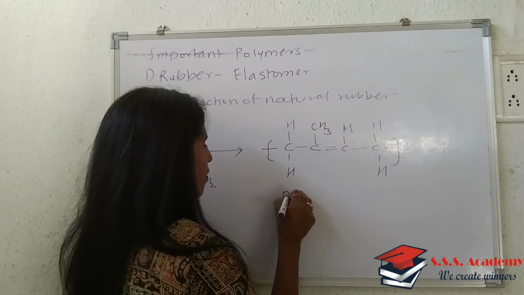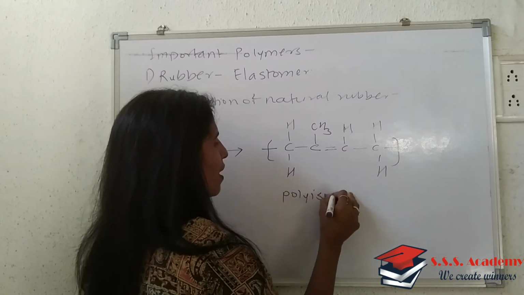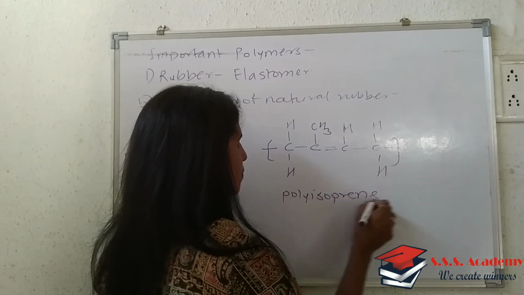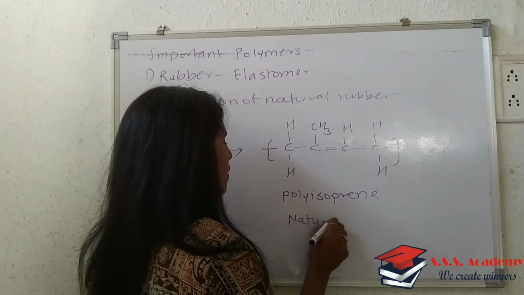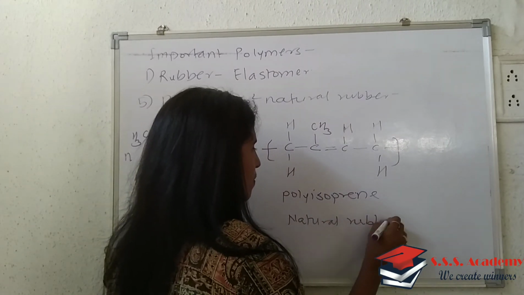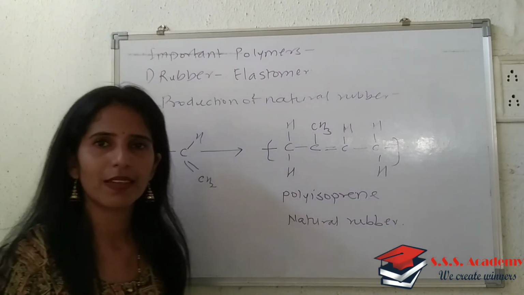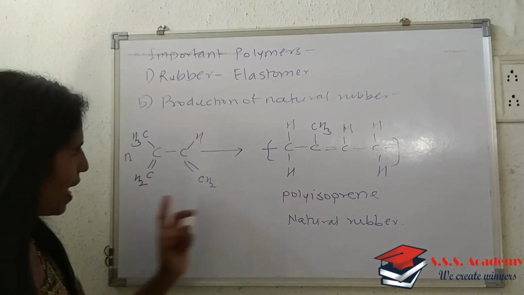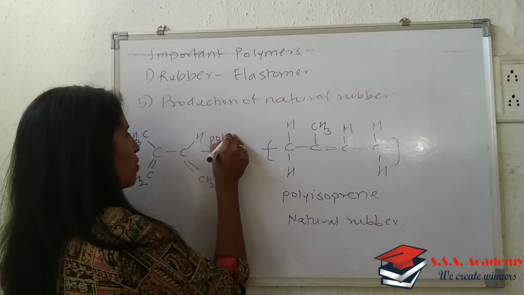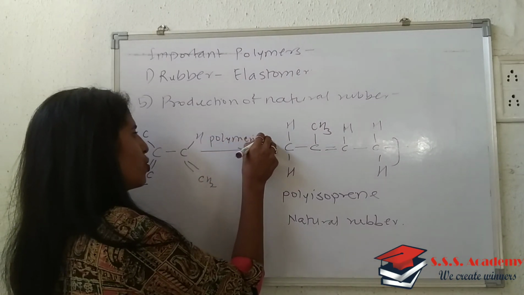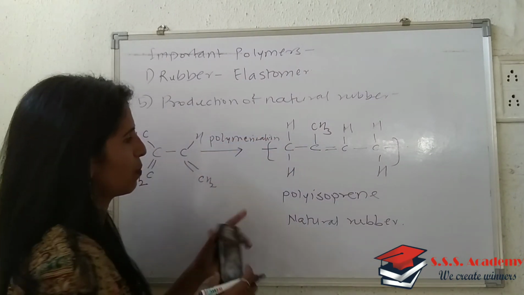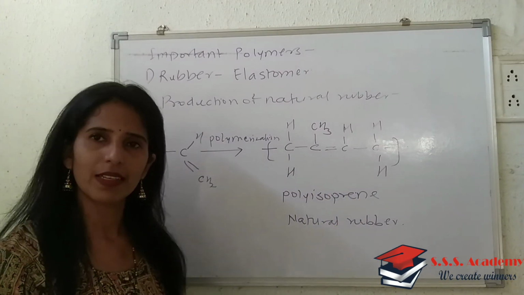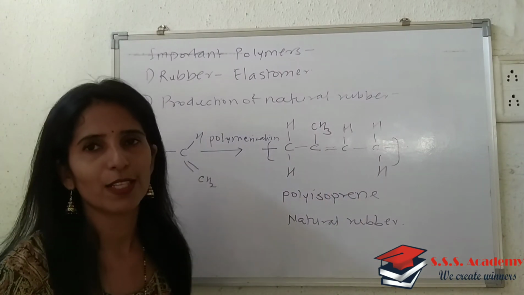And therefore it is so called polyisoprene, which is nothing but natural rubber. Is it clear? So that is the way of producing natural rubber. So write this unit as it is. Then onto the arrow write down polymerization reaction, and after that you are supposed to write this polymer. Is it clear? Then you will write the properties of natural rubber.